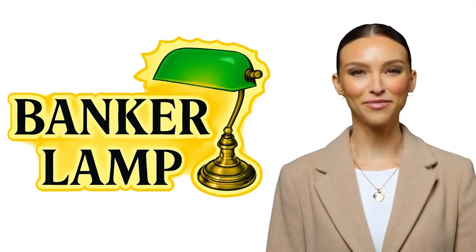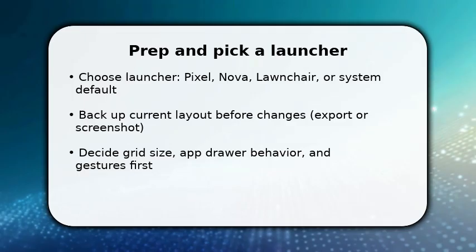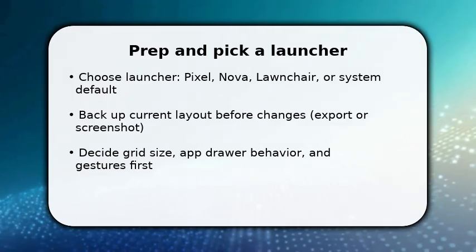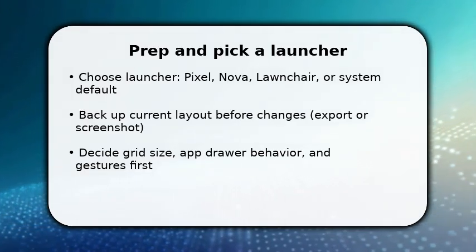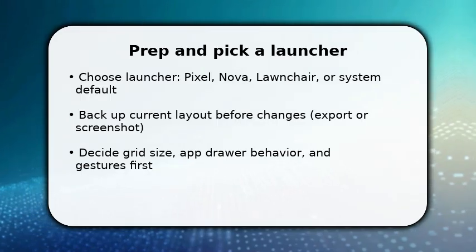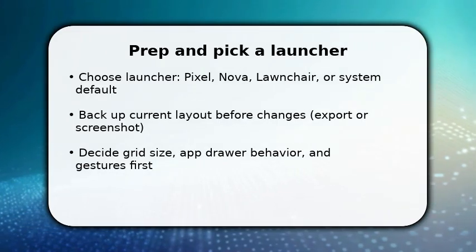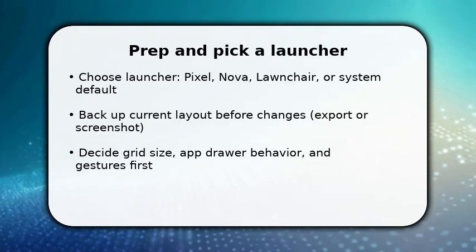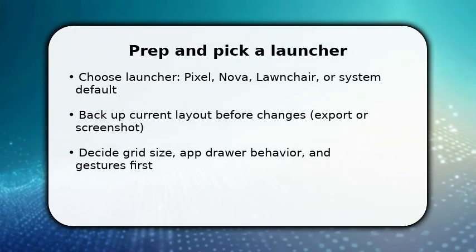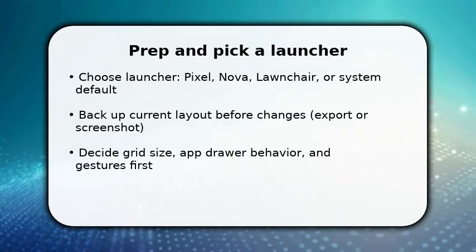Please enjoy the video. You start by choosing a launcher that fits your goals and installing it. This gives you full control over icons, gestures, and grid. Once installed, open launcher settings and pick a grid size and app drawer style so the layout won't shift later. Make sure to export or screenshot your current home setup as a backup.